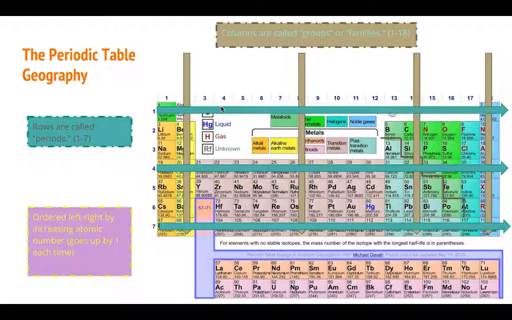It's also important to note that the elements are ordered from left to right and down by increasing atomic numbers. So it's like you'd read a book. You go to the first row and you read hydrogen is 1, helium is 2. Then you go to the next row. Lithium is 3, beryllium's 4, boron's 5, 6, 7, 8, 9, 10. And those atomic numbers go up by 1 each time.